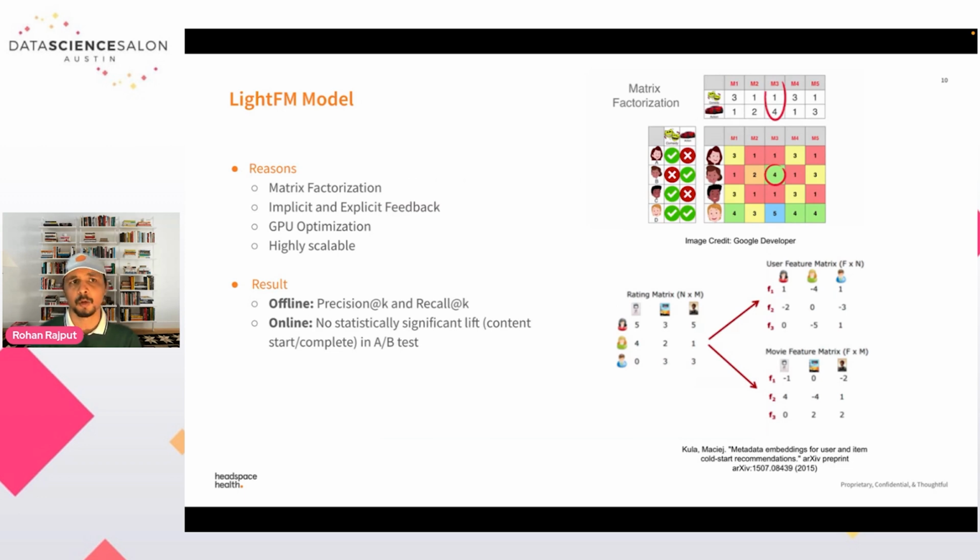So the first model I want to talk about was the LightFM model. The reason behind choosing the LightFM model is that it is, first of all, a very simple model to implement. It is a simple matrix factorization model. What it does, apart from traditional matrix factorization, is also incorporate user and item features. So as you can see on the top, we are including user data as well as item data.